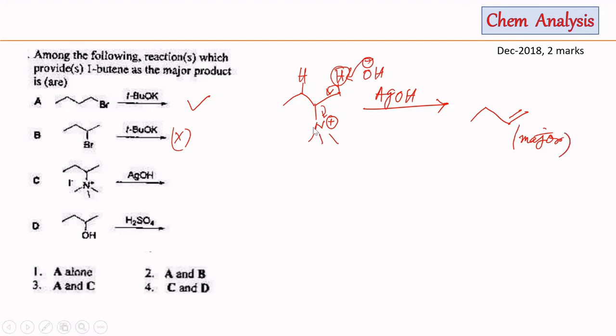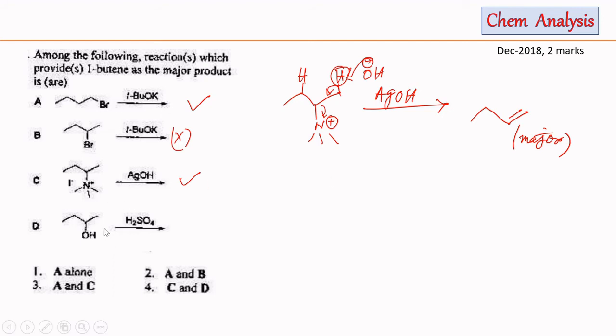Since this NMe3 group is not a good leaving group, the base will abstract the more acidic CH bond and lead to the formation of the less stable product as the major product. And in the previous case, since bromine will leave as bromide and it is a good leaving group, it will lead to the formation of the more stable, more substituted double bond. So this condition is satisfied to form 1-butene as the major product.